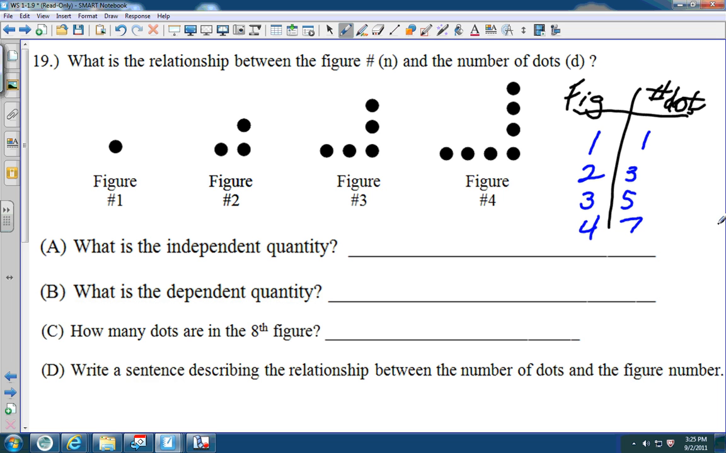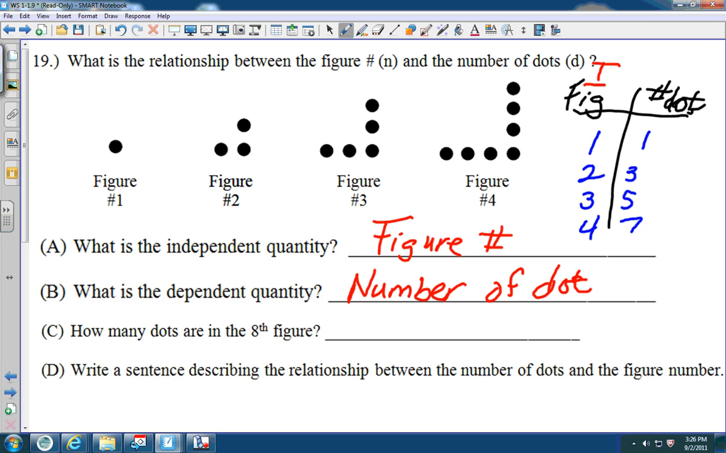What's the independent quantity? What's the thing that's happening first? Here's my independent. It will be the figure number. The end result, after we find the figure number, you're going to find the number of dots. So that's your dependent quantity.